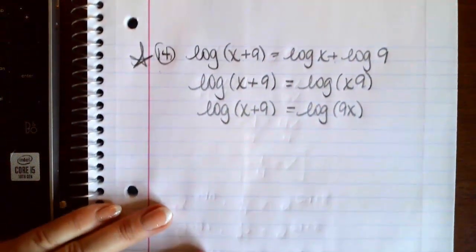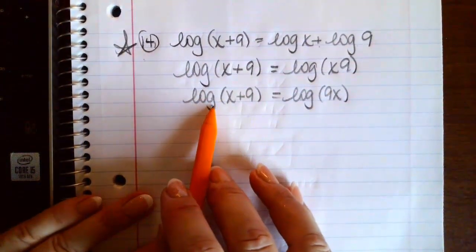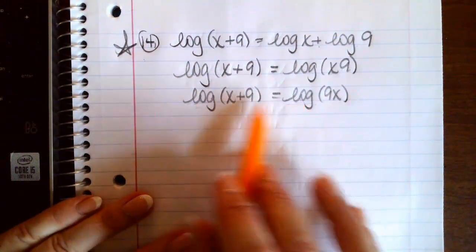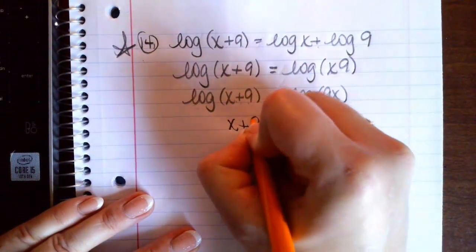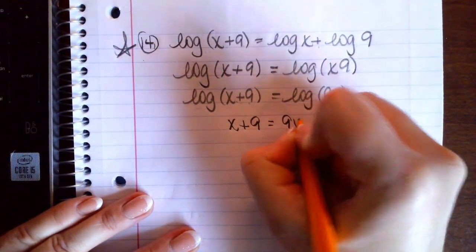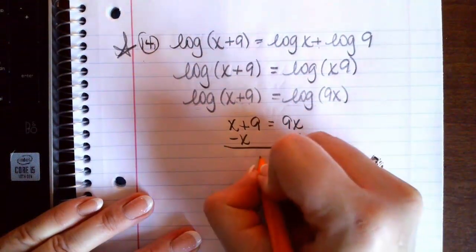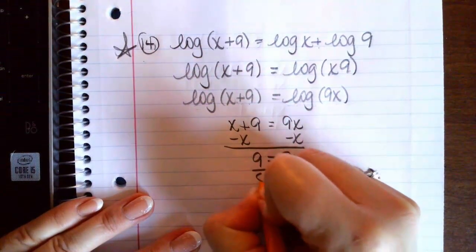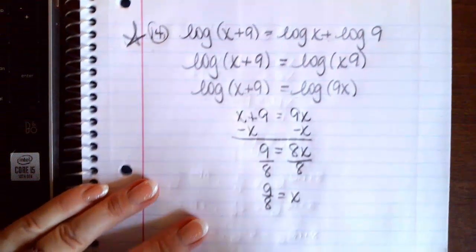So now I'm in the same situation as I was a couple problems ago, where I've got the log that's the same on the left and the right. Now I've got to concentrate on these. So I've got x plus 9 equals 9x. So I'm going to subtract x from both sides and divide both sides by 8. So I get 9/8 equals x.